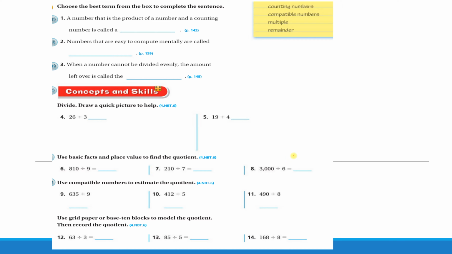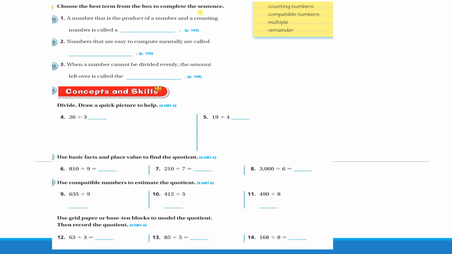Okay, I'm on page 167 in the Big Math book. This is the Chapter 4 mid-chapter check. And mainly what I'm going to do here is just go over the directions so it's clear just what they're asking. Okay, so let's take a look.